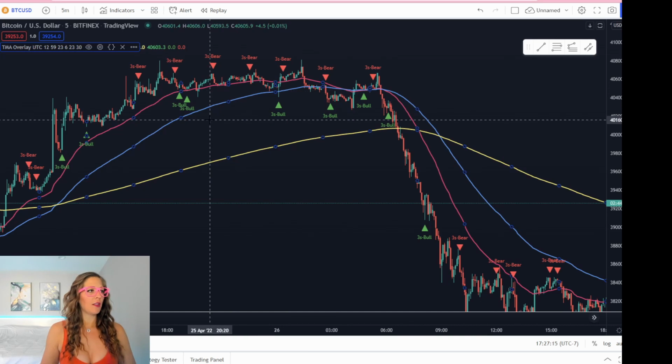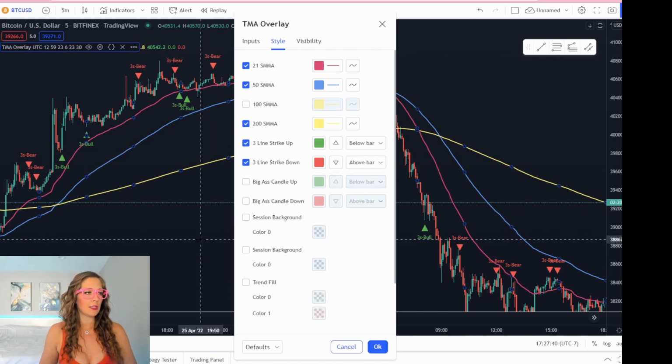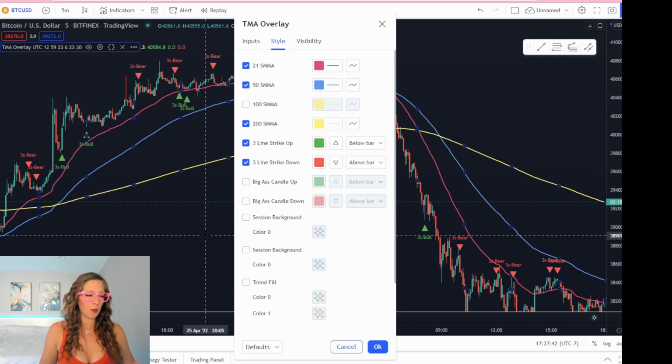So the indicator that we're going to use is the TMA Overlay, and we are going to just highlight the 21, the 50, and the 200 smoothed moving averages, and the three-line strike either up or down. And to make this the safest possible trade setup, we're not going to even include the big candles up and down, even though ARTY included that when he did this test. But we want the safest possible entries, so we're just going to use the three-line strikes as an entry signal.